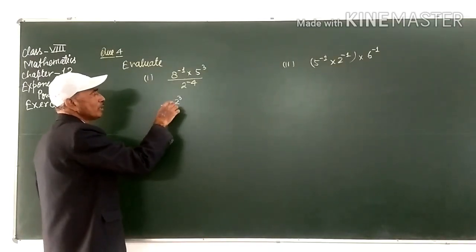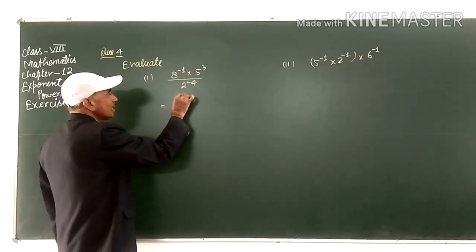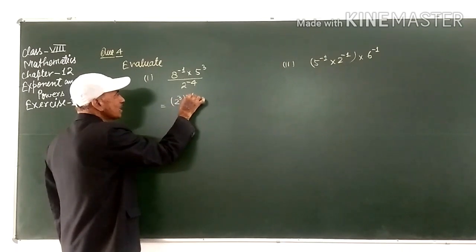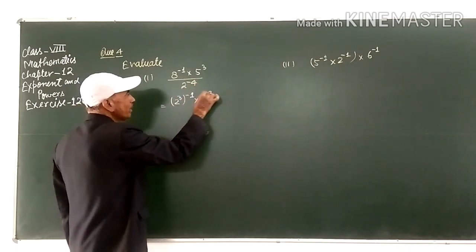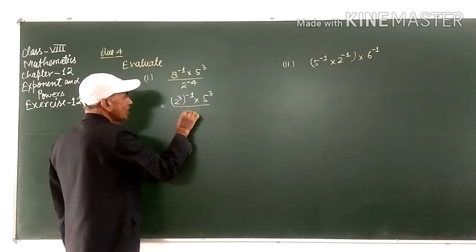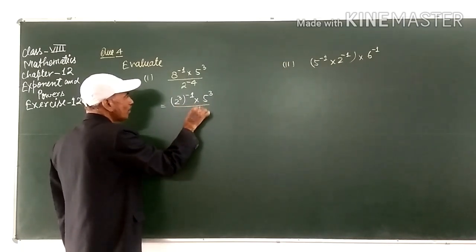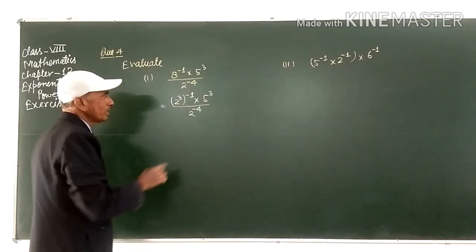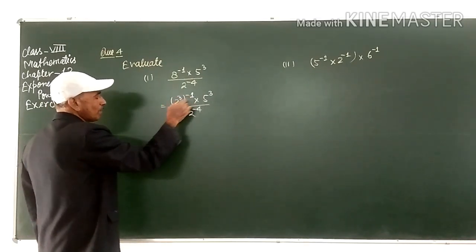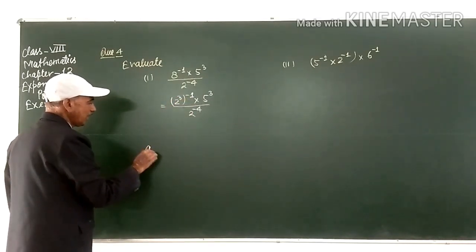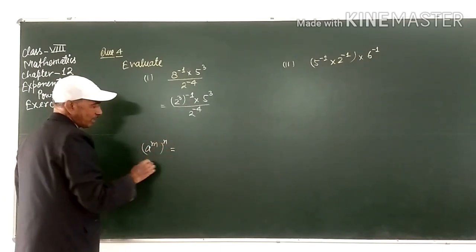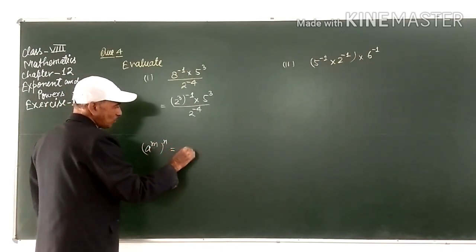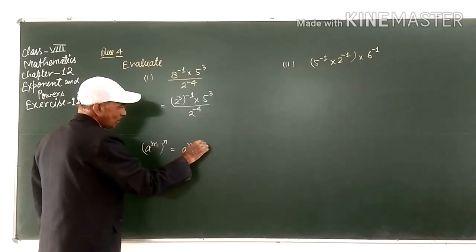It will be 2 to the power 3 whole power -1 into 5 raised to the power 3 upon 2 raised to the power -4. Clear friends? So this one will be, if a to the power m whole power n, then this one will be a to the power m into n.